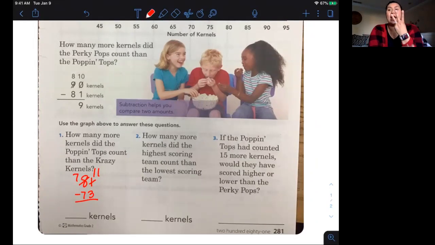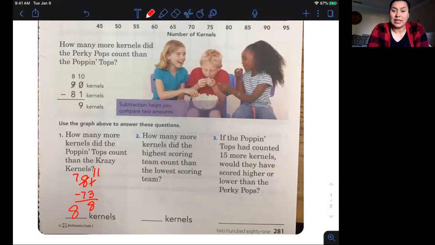I like to start at the big number, and I just like to hold up the smaller number and count backwards, okay? This many times. 11, 10, 9, 8. So how many kernels did they have? The question was, how many more kernels did the Poppin' Tops count? They counted 8 more kernels. Very good. Let's look at the next one.